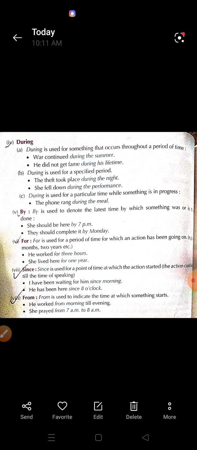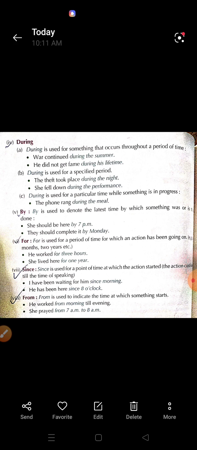He did not get fame during his lifetime. So throughout his lifetime, he did not get fame. This way also we can use during to talk about some occurrence that continued throughout a period of time. During is used for a specific period. So for a specific period also we can use during.